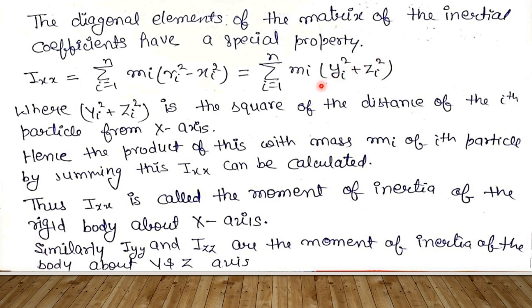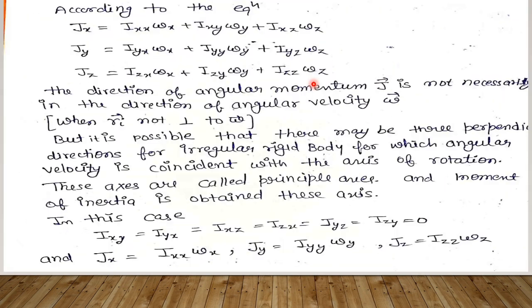Similarly, the moment of inertia of the whole body about the y-axis and about the z-axis can be calculated, giving the values of Iyy and Izz. Now, from the previous section's equation, we have Jx equals Ixx omega x plus Ixy omega y plus Ixz omega z, and similarly Jy equals Iyx omega x plus Iyy omega y plus Iyz omega z, and also Jz equals this equation.